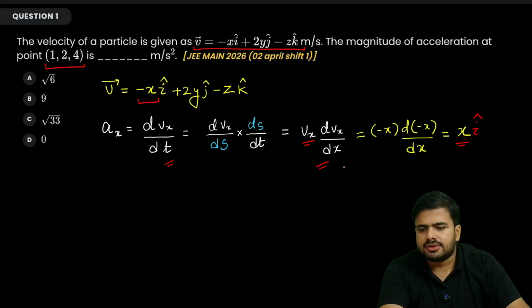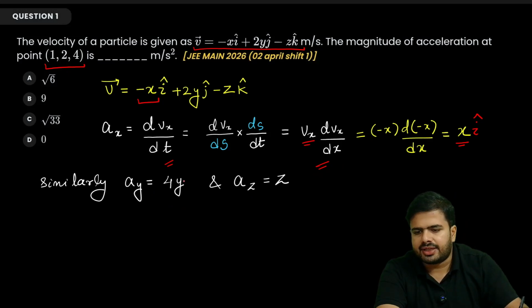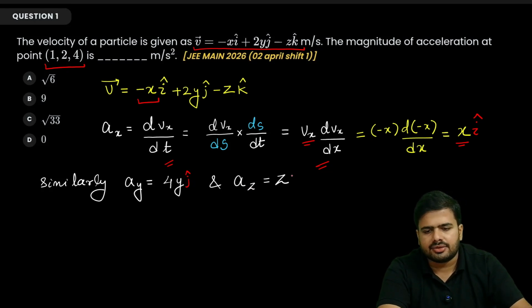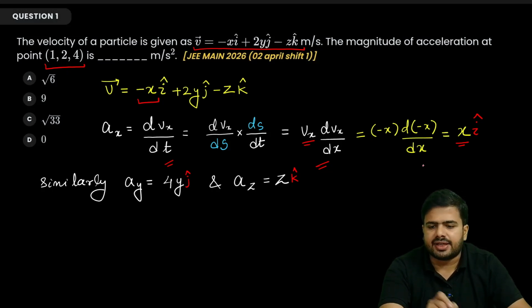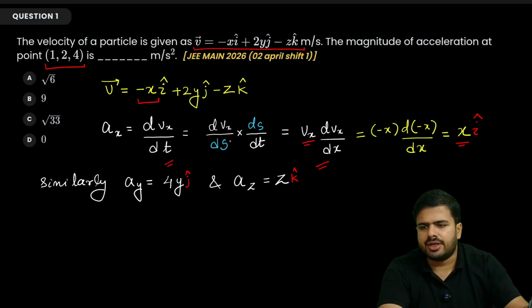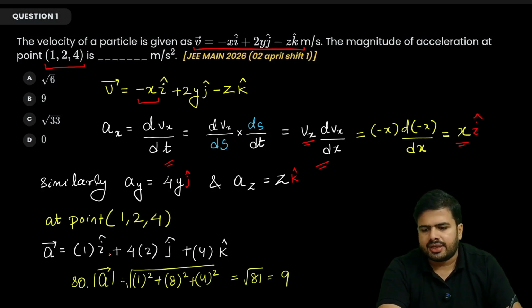The same process can be applied to find the acceleration along y and along z. Similarly, I get the acceleration along y as 4y j cap, and the acceleration along z as z k cap. So finally we get the expression for acceleration as x i cap plus 4y j cap plus z k cap. Now we just need to substitute the values 1, 2, 4. Substituting, we get 1 i cap, 4 into 2, 8 j cap, plus 4 k cap. Now just find the magnitude: root of 1 squared plus 8 squared plus 4 squared. So we get the acceleration as 9 meter per second squared.